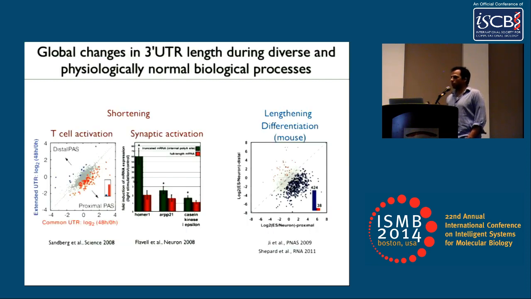Previous reports have shown in normal physiological contexts that there's large-scale differential UTR processing. So just to summarize a few findings, it has been shown that in T-cell activation, we have a large shortening of 3' UTRs across a large number of transcripts. Likewise with synaptic activation. And it was shown in the mouse that during differentiation from ESCs to some type of neuronal cell, UTRs predominantly get longer. So we wanted to quantify APA, alternative polyadenylation, at this scale across the entire transcriptome in humans.